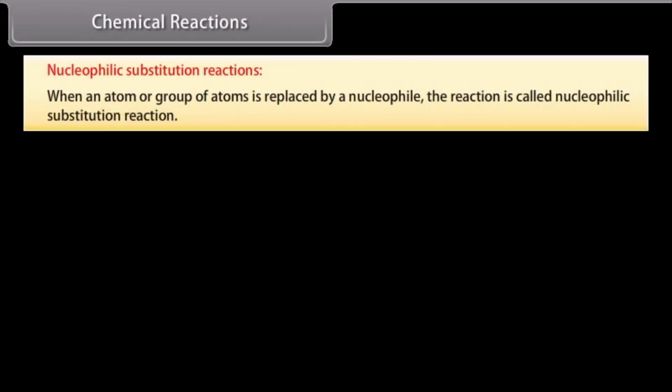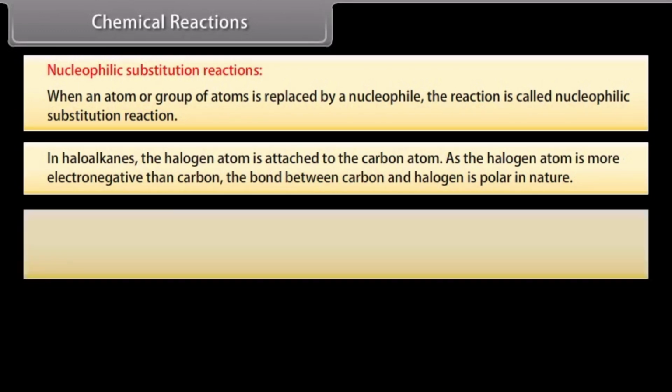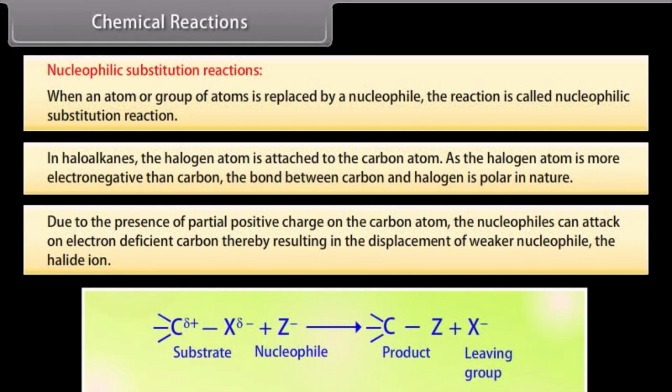When an atom or group of atoms is replaced by a nucleophile, the reaction is called nucleophilic substitution reaction. In haloalkanes, the halogen atom is attached to the carbon atom. As the halogen atom is more electronegative than carbon, the bond between carbon and halogen is polar in nature. Due to the presence of partial positive charge on the carbon atom, the nucleophiles can attack on electron-deficient carbon, thereby resulting in the displacement of weaker nucleophile, the halide ion.